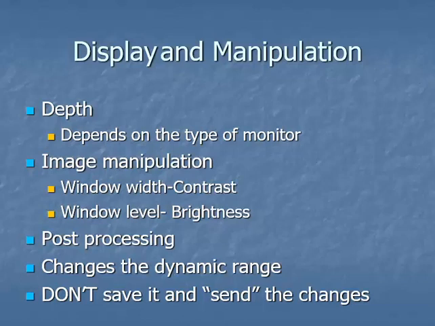So image manipulation, you can window width and window level. Window width is your contrast, window level is your brightness. And that is what you call post-processing. It changes the dynamic range of the contrast and the density of the image. But the important thing here is that the original image needs to be what is sent to the radiologist.